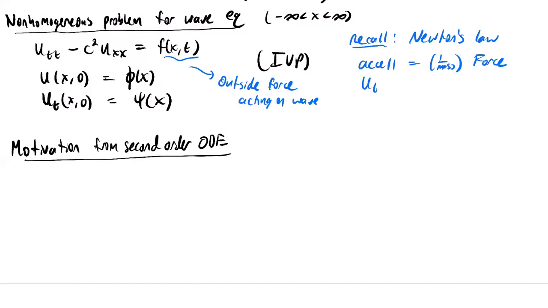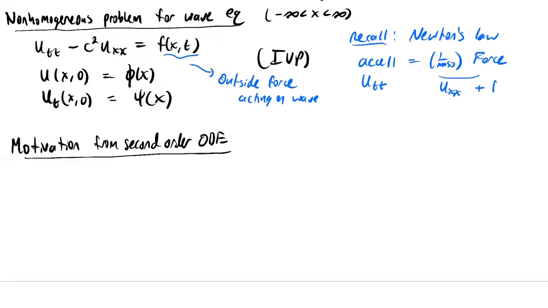Well, the acceleration is the second derivative with respect to t. And then we calculated in, I think, the third lecture, that the force is proportional to the second derivative with respect to x of this displacement function for the wave. But maybe there's some other force. Maybe there's some outside force that's acting. Also, maybe the wave is not the only thing acting on itself. There's some other outside force which is affecting it. And so that's where this function f would come from.